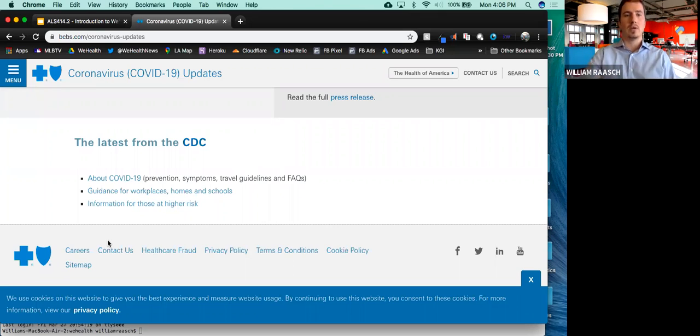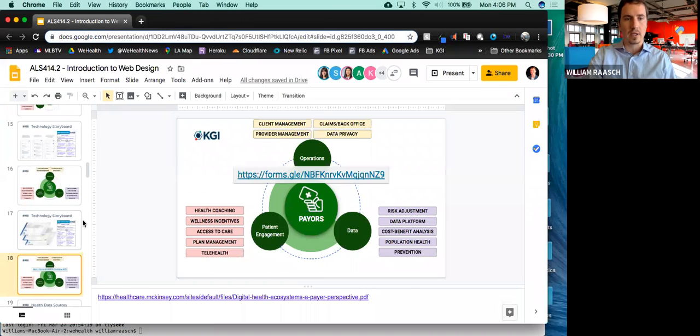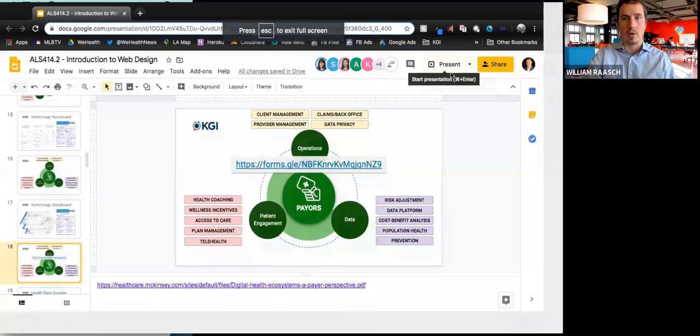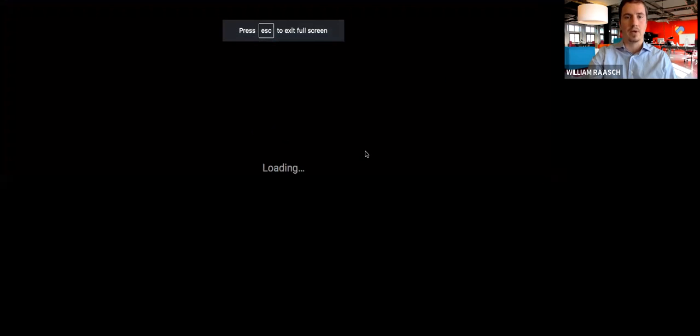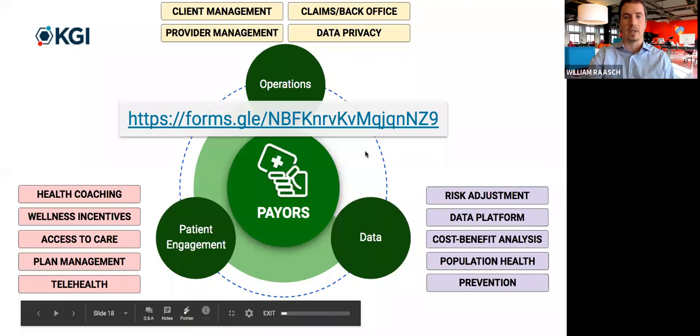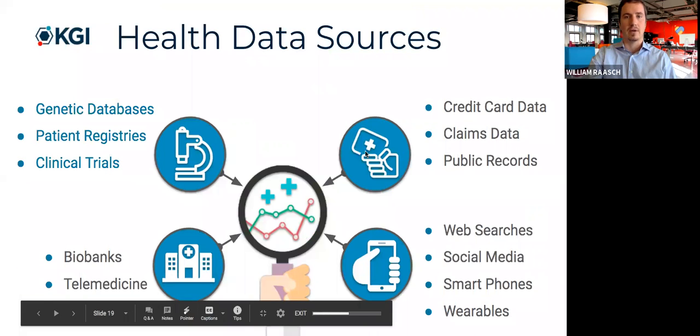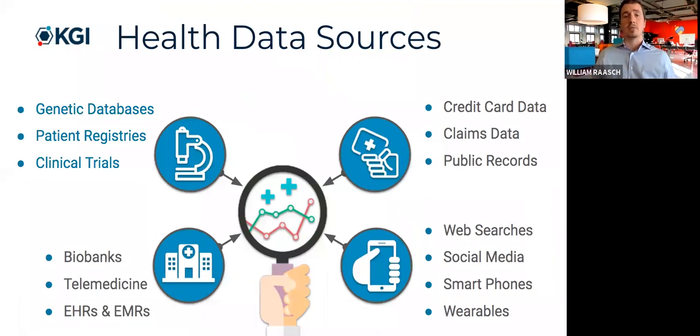I do want to, in light of this coronavirus pandemic, go over a couple of new apps that have been built very recently to address coronavirus. But first, I'll talk about a few data sources. One of the reasons for this huge explosion in digital health is the explosion of data sources that are available for apps that people want to build for digital health.